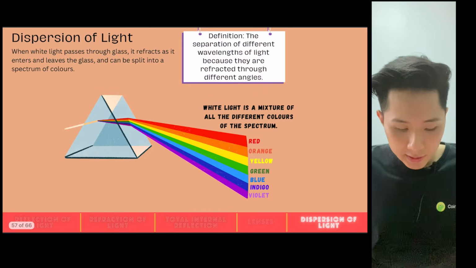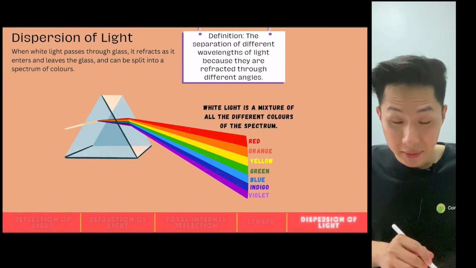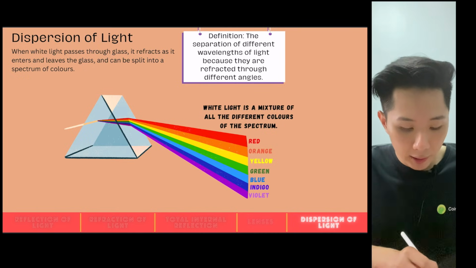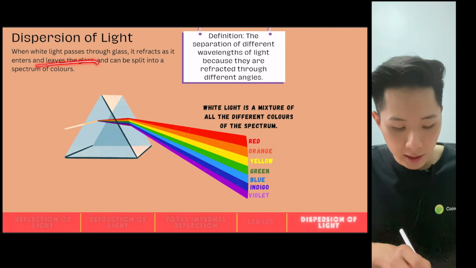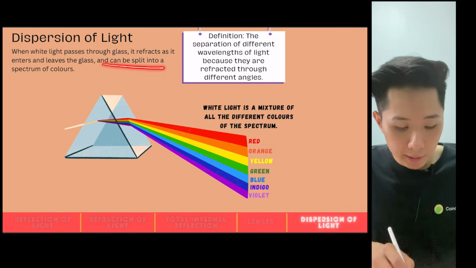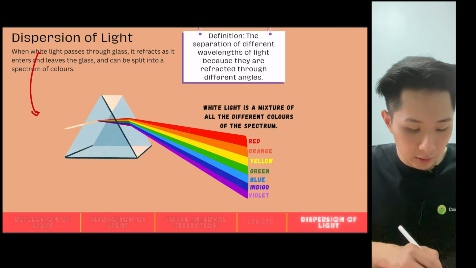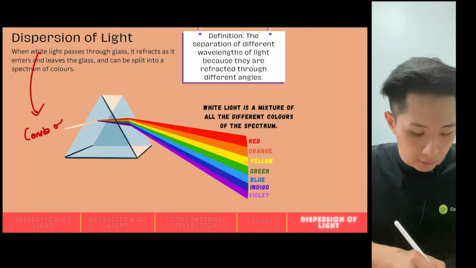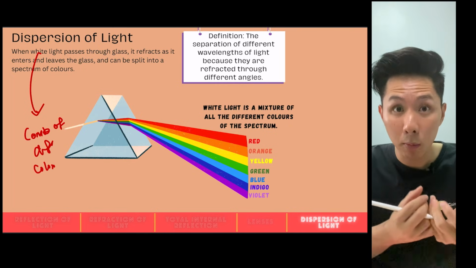Okay, so that's the last part of our video, dispersion of light. This experiment is quite fun. You can look up some videos online. It says that when white light passes through glass, it refracts as it enters and leaves the glass and can be split into a spectrum of colors. For your information, white light is basically a combination of different colors. And when all the colors come together, they become white light.